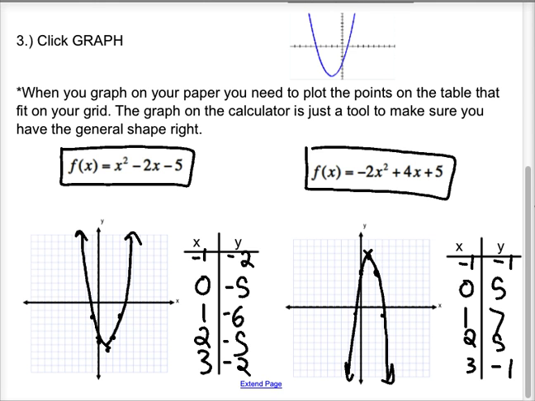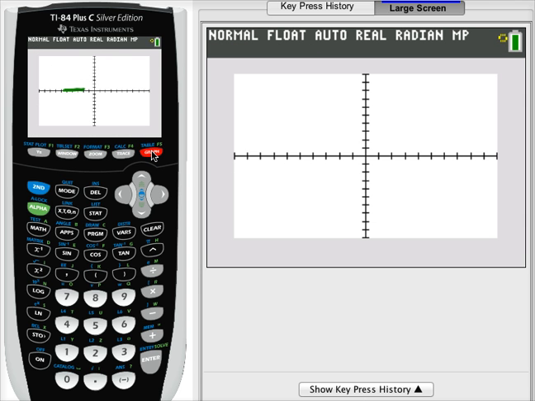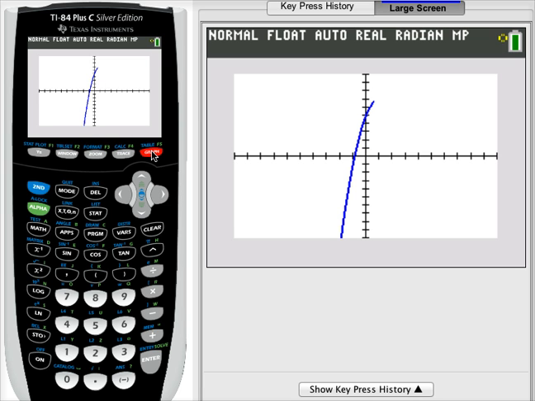Once you do that, I recommend just using your calculator. Check, go into graph, just to check and make sure that it looks like what it should. There's the general shape that you're getting, and notice that is what we put on our paper, so that means that we've done it correctly.